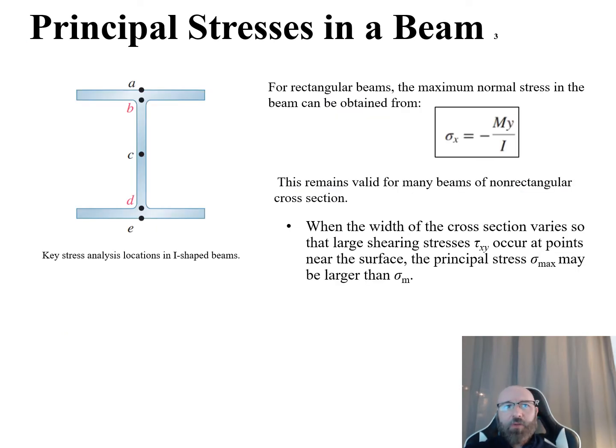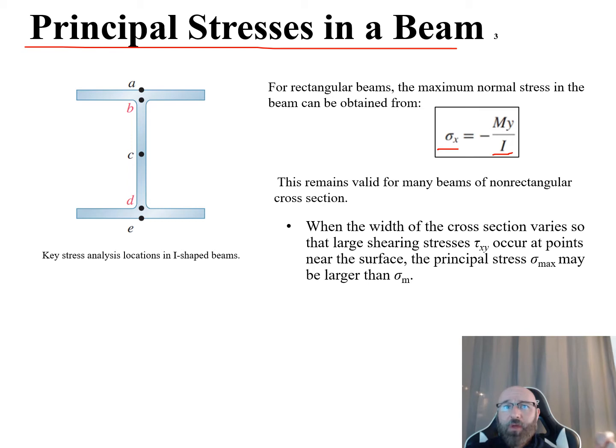So now as we continue on with our topic of the principal stresses in a beam, when we looked at our rectangular beams, the maximum normal stress in the beam we found could be obtained by the following relationship from 8.1 in our textbook, that sigma sub x is equal to our negative M times y over I, where we saw we had a relationship based on geometry for our I.